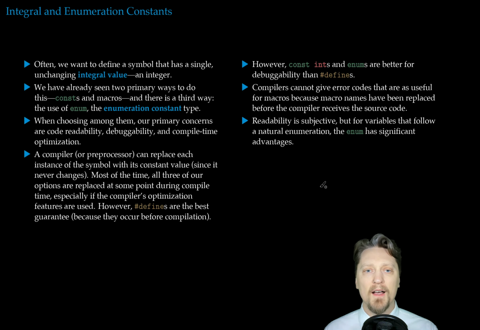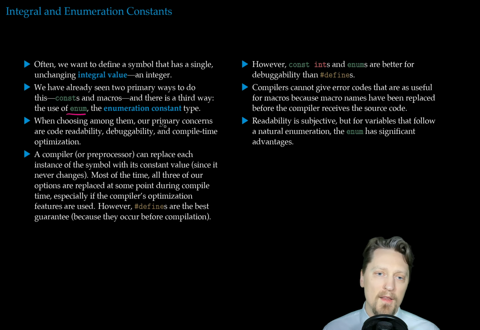Often, we want to define a symbol that has a single unchanging integral value, i.e. an integer. We've already seen two primary ways to do this, const and macros, and there is a third way, the use of enum, the enumeration constant type.